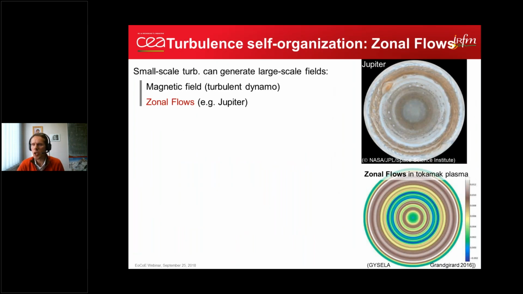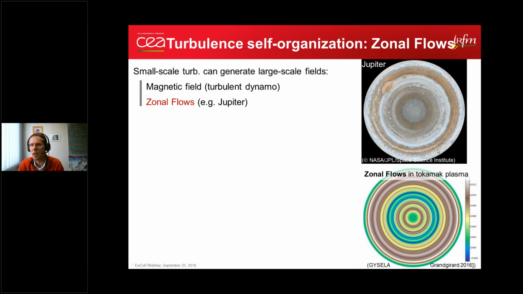The second structure, which develops at mesoscale, so the interplay between the ion scale and the equilibrium scales, are so-called zonal flows. What are zonal flows? Zonal flows are flows which are large scale as compared to turbulence. You have here an example on the planet Jupiter, which is taken from one of the poles, and you can see those bands here, and those bands correspond to structures which are rotating in one direction and in another direction nearby.